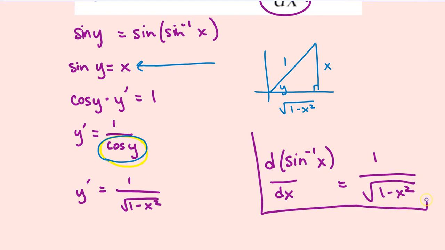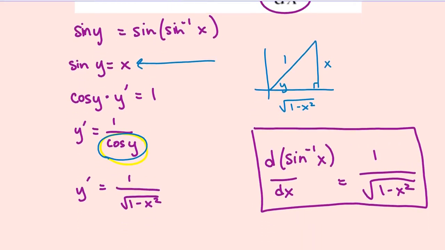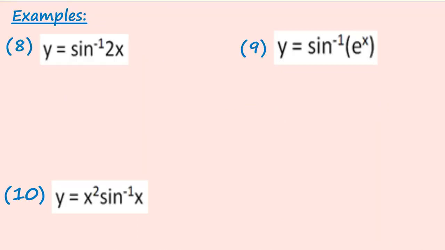Now that we know that, you don't go through that whole process that you just saw me do. You just use this new rule. Okay, so make sure you have that new rule clear in your notes. And then we'll combine it with our other rules. So let's do some examples. Number 8, find the derivative of y equals inverse sine of 2x.